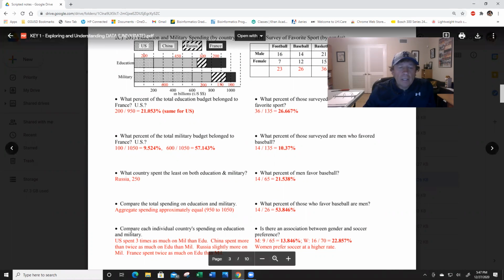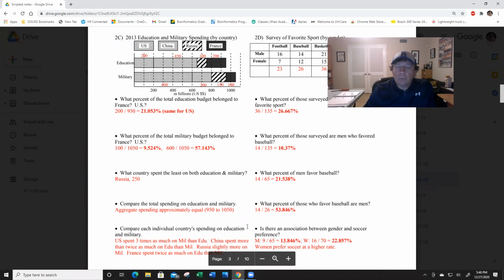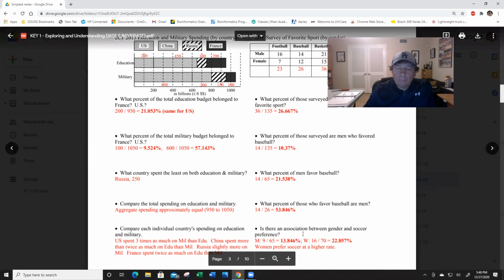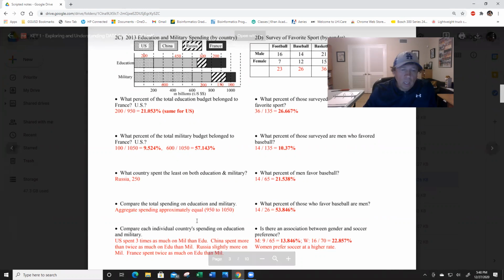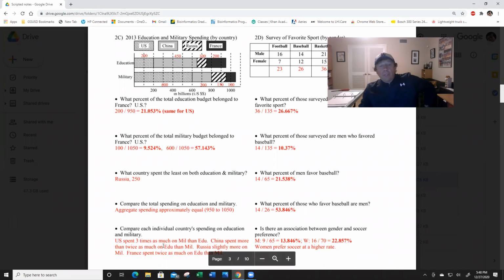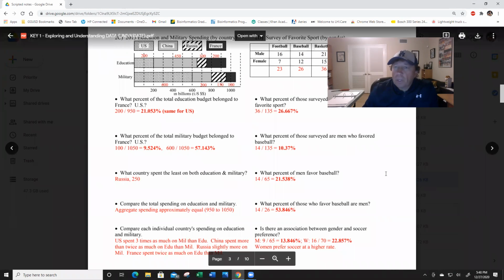All right, and then compare each individual country's spending on education and military. There's a lot of ways to write this. I said the U.S. spent 3 times as much on military than education. China spent more than twice as much on education than military. Russia slightly more on military. France spent twice as much on education than military. That's what I said. So there's other ways to do that as well.